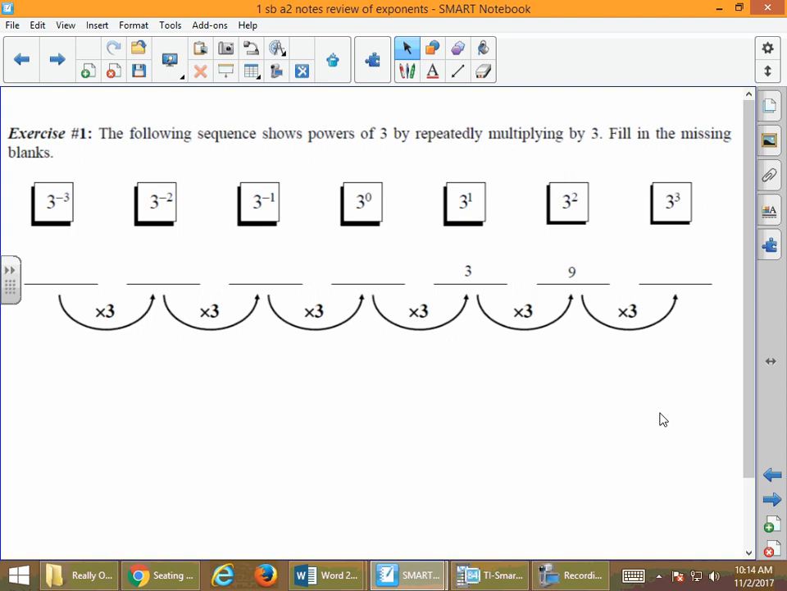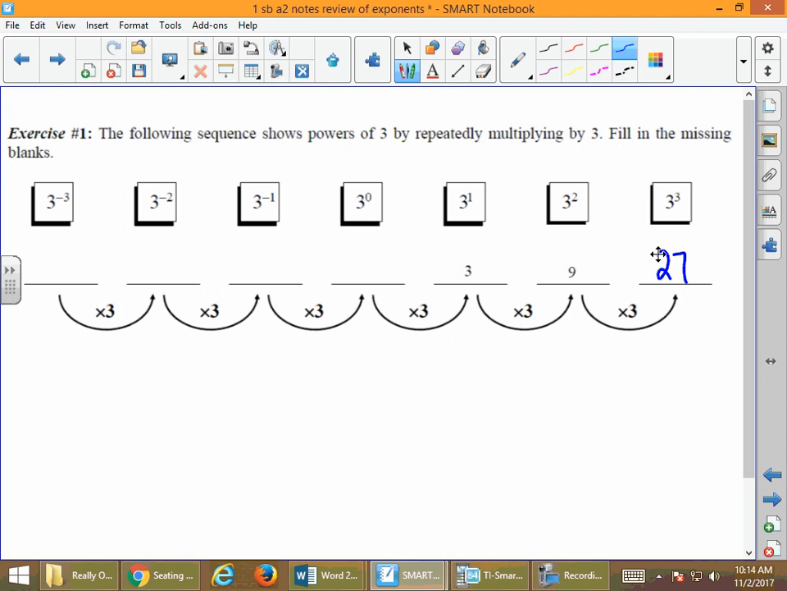The following sequence shows powers of 3 by repeatedly multiplying by 3. The ones that I have filled in right now: 3 to the first is 3. 3 to the second is 9, and all that we did to get 9 is multiply our previous value of 3 times 3 again. If we want to figure out what 3 cubed is, we multiply by 3 again, and we get 27.